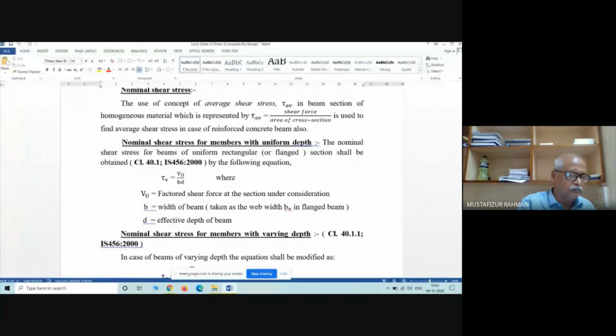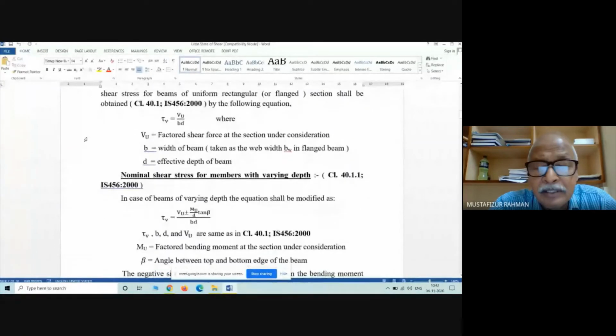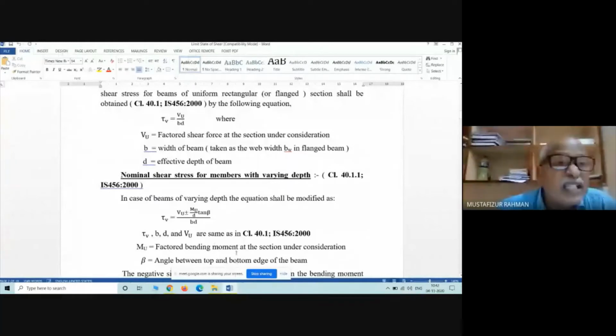The actual stress, although the word nominal is there, it is the actual shear stress. Now, second, varying depth. Sometimes we may construct the RCC beam with varying depth for requirements. That means tapering. You need not worry, because IS 456 should always be with you in your practice.